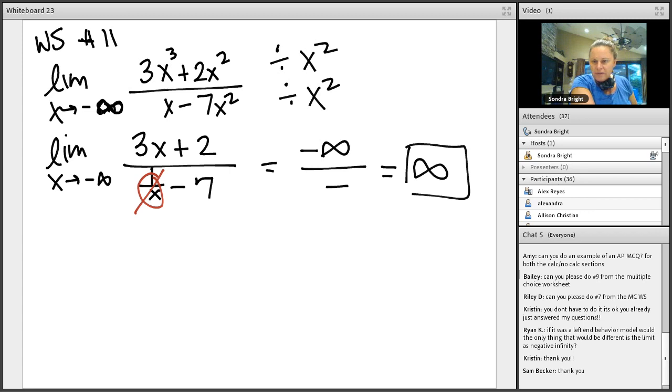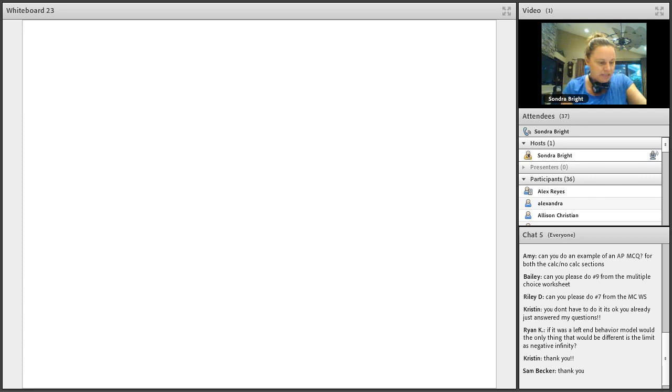Do an example of an AP multiple choice question for both an. Okay, I'll try on that. Multiple choice AP. There was one on the quiz. Can you do number 9? Multiple choice worksheet. 7. If it was a left one, okay, I answered that. Okay, cool. All right, I've got everything written down now, so don't go hog wild on filling up that chat screen with more questions, but you can definitely type in more.